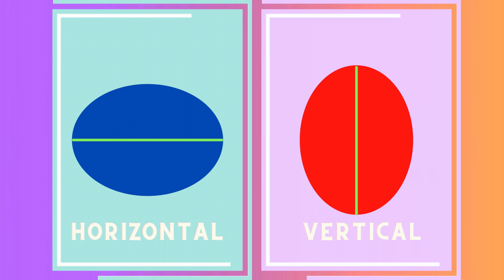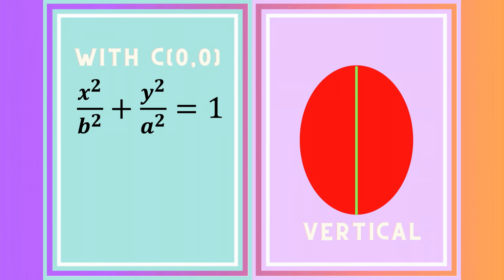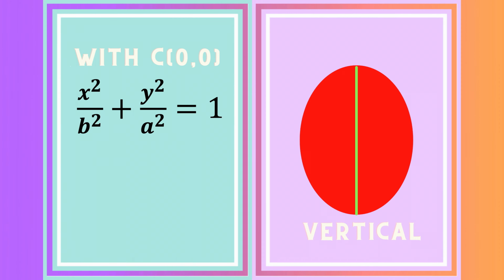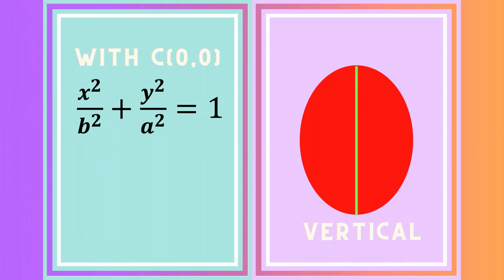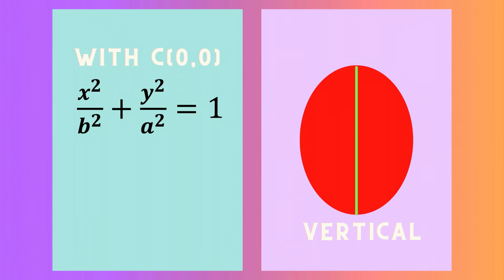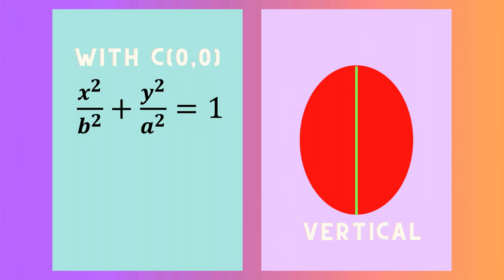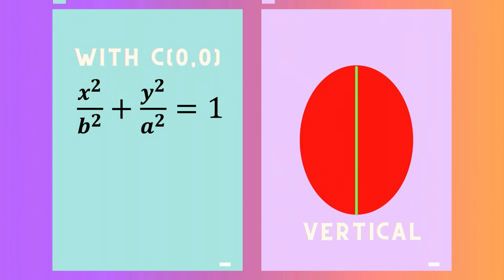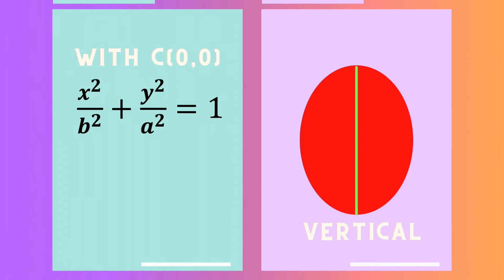Now, what about the standard form of equation of the vertical ellipse? Notice what changed at the standard form of equation of a vertical ellipse, especially at the denominator, a squared. It is below y squared. That would only be logical, since the major axis is now vertical. Thus, we will know from the standard form of equation if the ellipse is vertical or horizontal. If the bigger denominator is below x squared, then it is a horizontal ellipse. And if the bigger denominator is at y squared, then the ellipse is vertical.